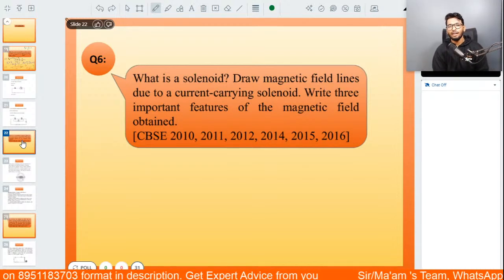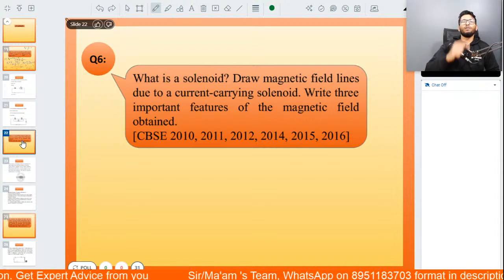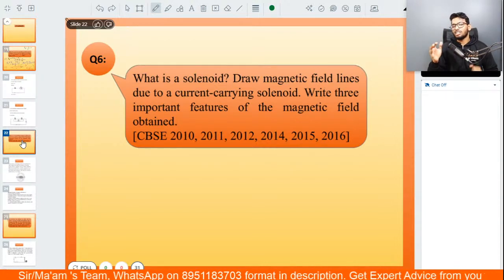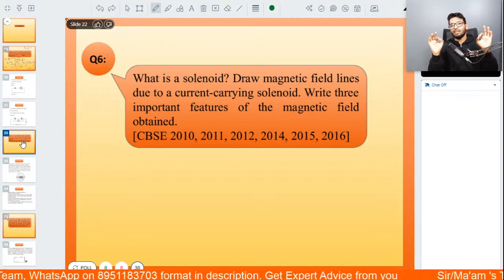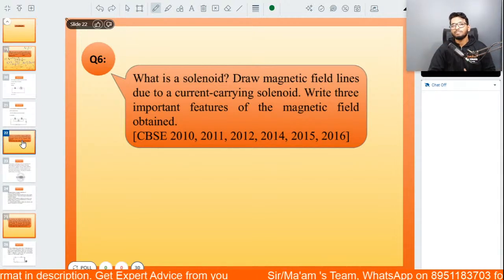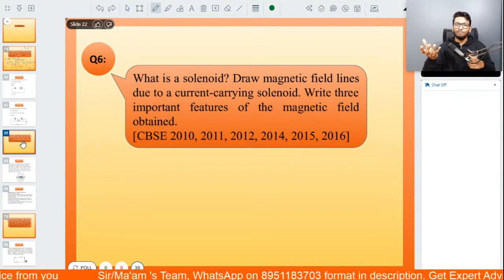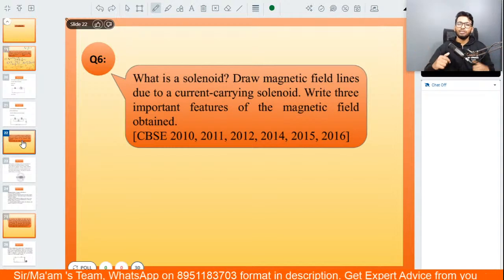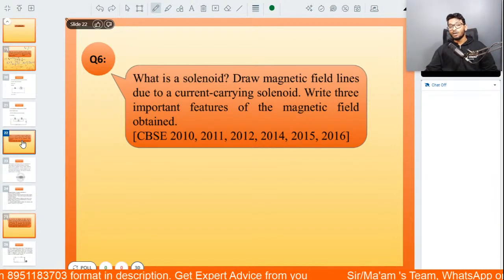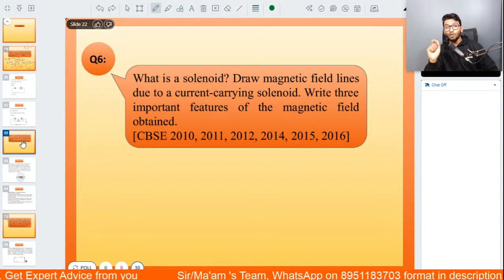I'll tell you why. This question was asked in not 1 board exam, not 2, not 3, not 4, not 5, but 6 board exams back to back. 2010, 2011, 2012, unfortunately it missed 2013 because 13 is an unlucky number, and then 14, 15 and 16 got this as well. So the question is, what is a solenoid?